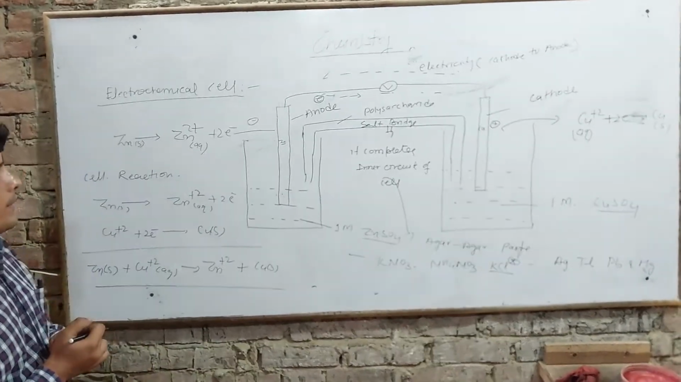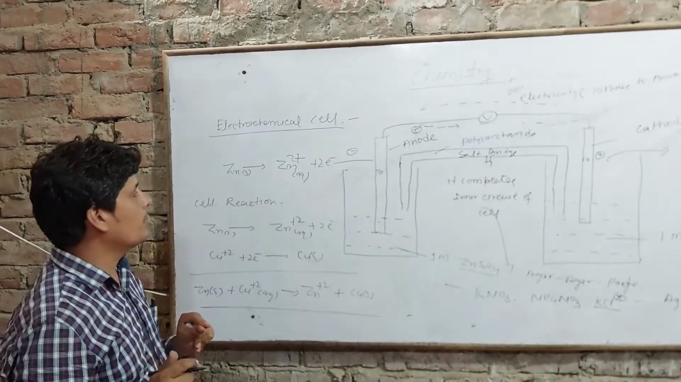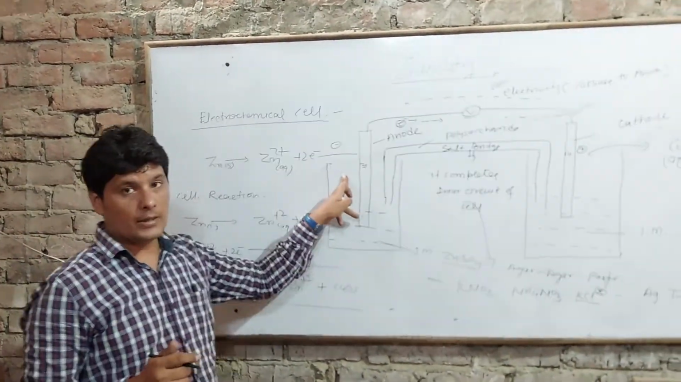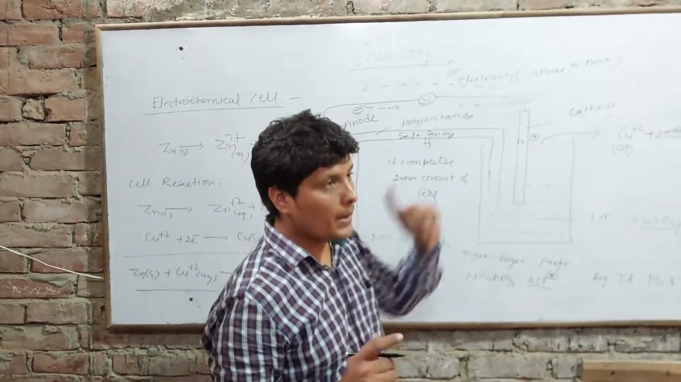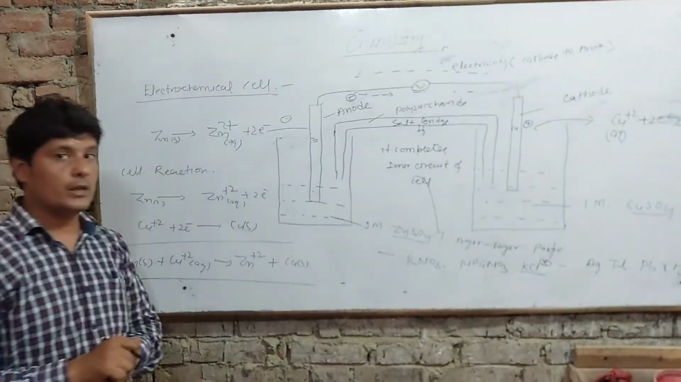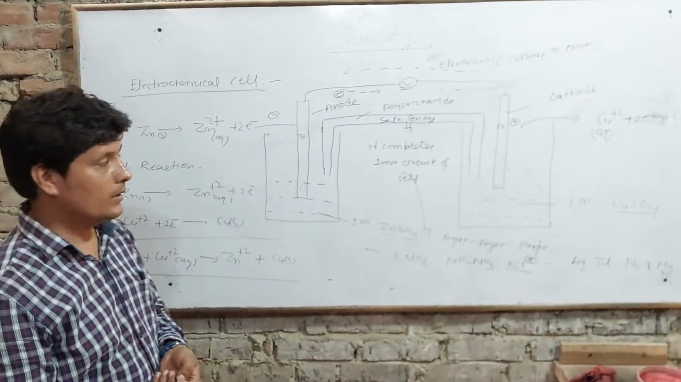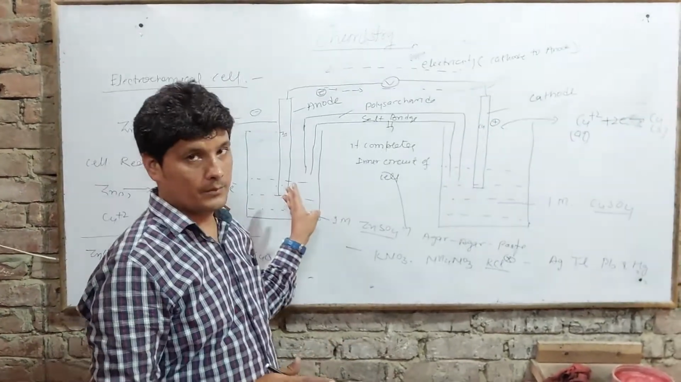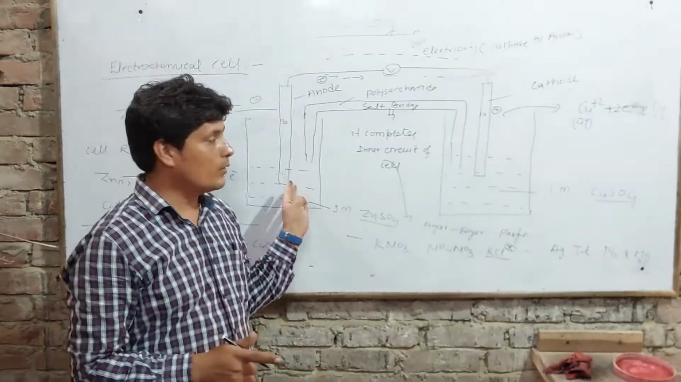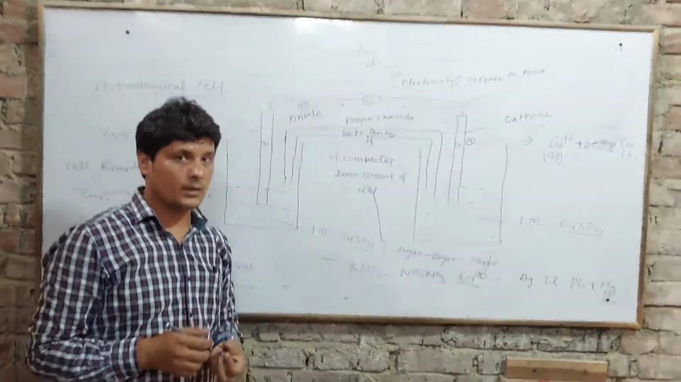Now we notice in simple terms that at anode oxidation always takes place while at cathode reduction takes place. But IUPAC considers cell reaction in terms of only reduction potential. That's all about the electrochemical cell. In the next video we will discuss cell representation and other things of the electrochemical cell.